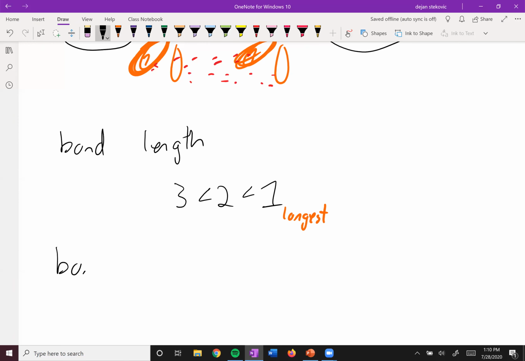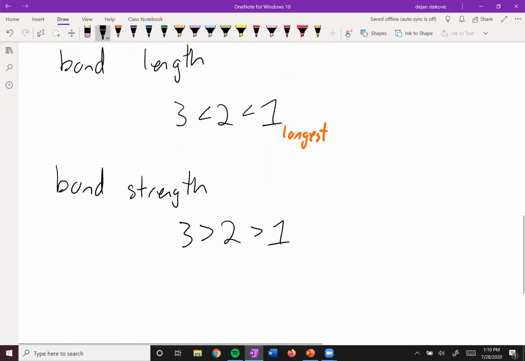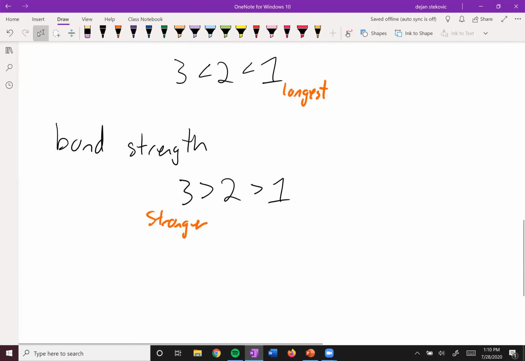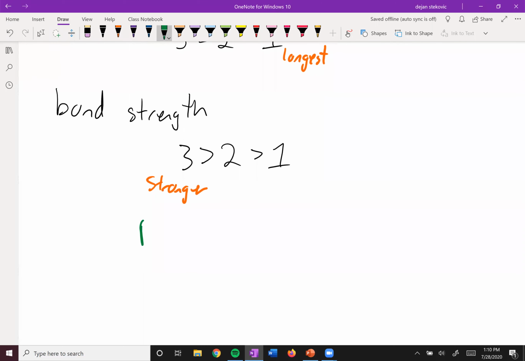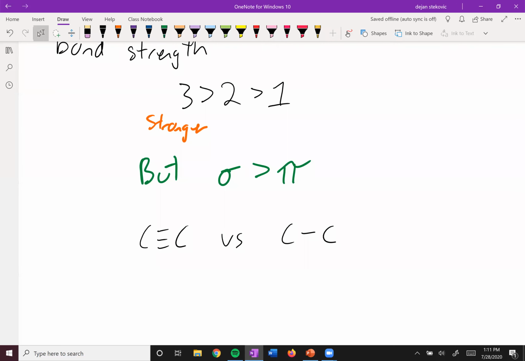And then we're thinking about bond strength. A triple bond will be stronger than a double bond, will be stronger than a single bond, right? And that makes sense as well. 3 is bigger than 2. However, a sigma bond is greater than a pi bond, right? So even though a triple bond is stronger than a single bond, it's not 3 times stronger.